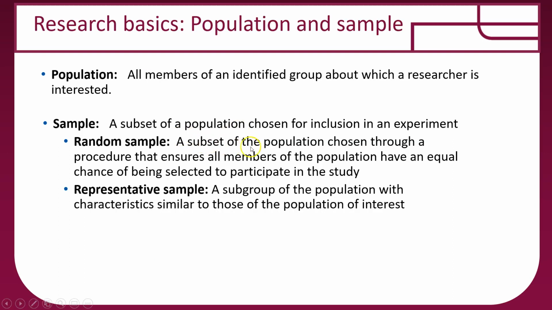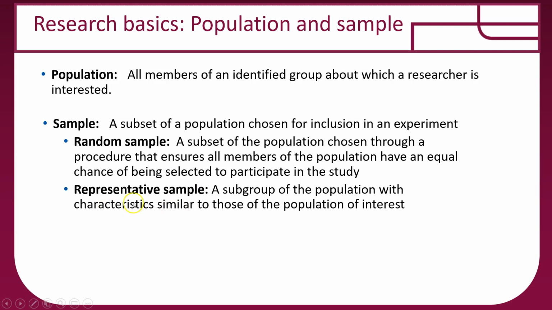A random sample is a subset of the population chosen through a procedure that ensures all members of the population have an equal chance of being selected. So this is like a random sample. You would put the names of all students taking an online class and all students taking an in-person class into a hat, or nowadays into a computer, and then randomly generate 100 students for each group. That way everybody has an equal chance of being in your study.